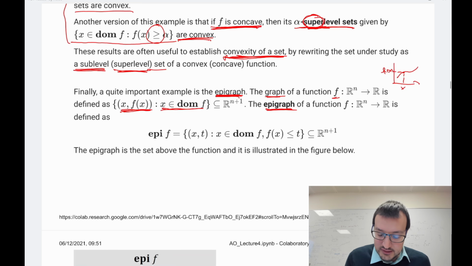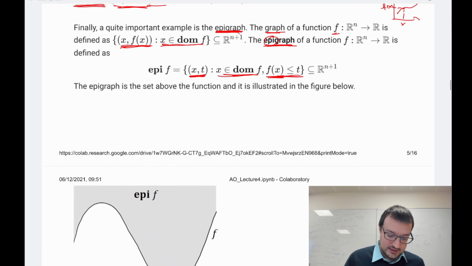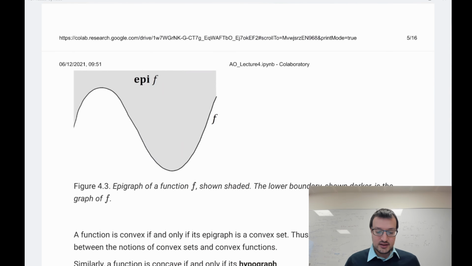The epigraph is what lies above the graph. Epi means above. And so the epigraph of f is defined by all the x and t, with x belonging to the domain of f, such that f of x is less or equal than t. And this identifies all the points which are above f of x. So for instance, an example of epigraph is represented here.